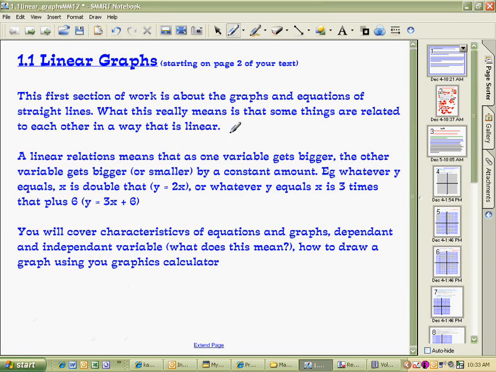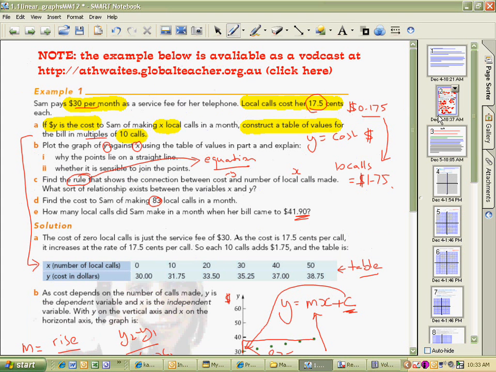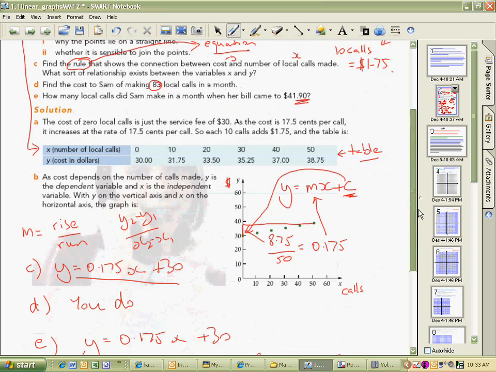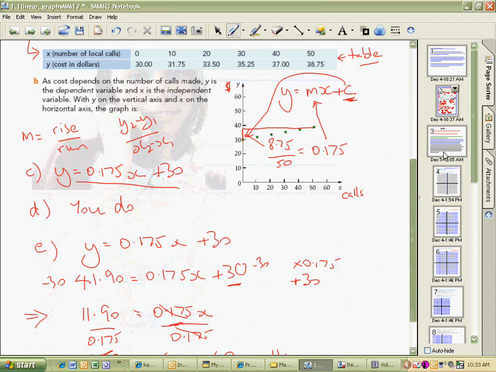This vodcast is just a help for you to get started in 1.1. On the second page here of this file you'll see a problem which I've already put up a vodcast for on the blog, and so it just gives a detailed working out of this particular example for you, so I'm not going to discuss this any further. There's already a vodcast there.